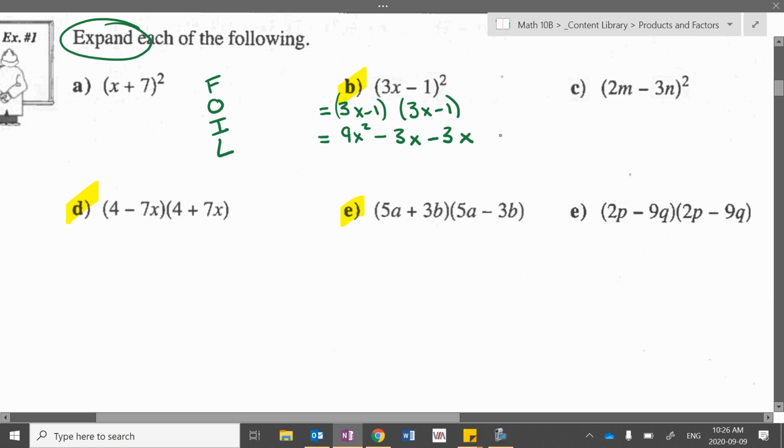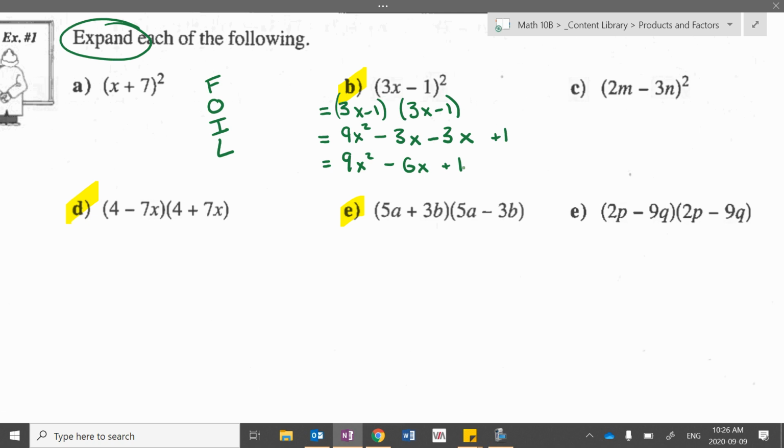Minus 1 times minus 1 gives me plus 1. Here, let me just finish this, Matt. I can combine those terms to give me minus 6x. Okay, go ahead, Matt. Are you sure 3x times 3x is 9x squared? Doesn't squared mean it would be 9x times 9x?